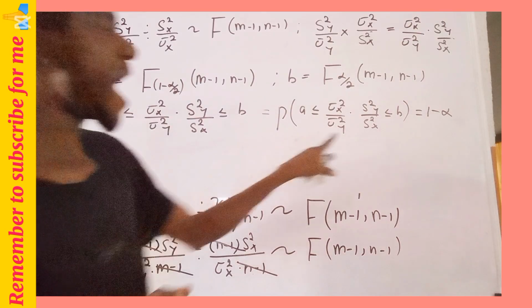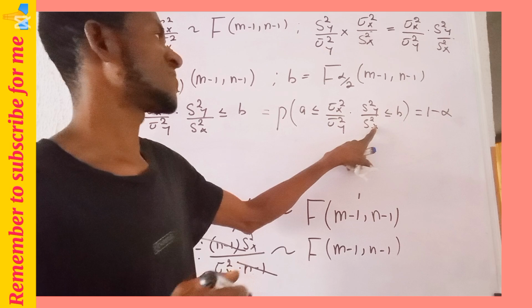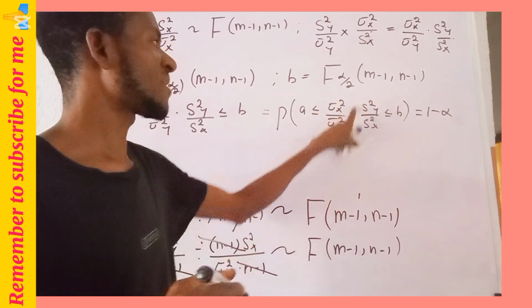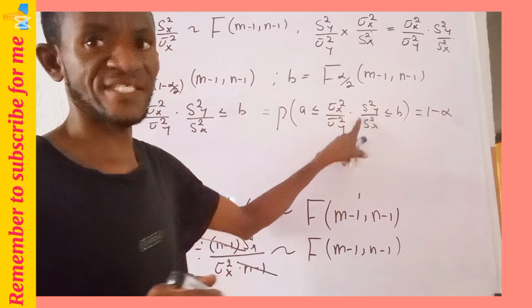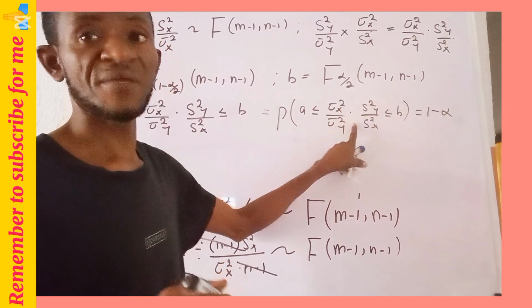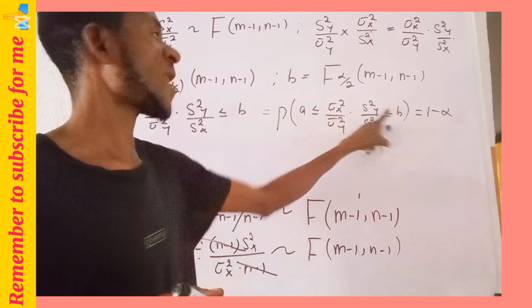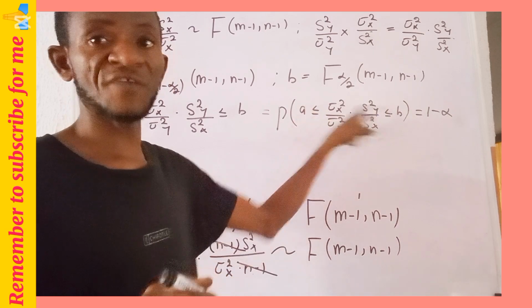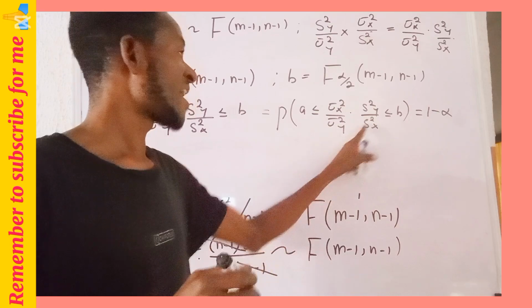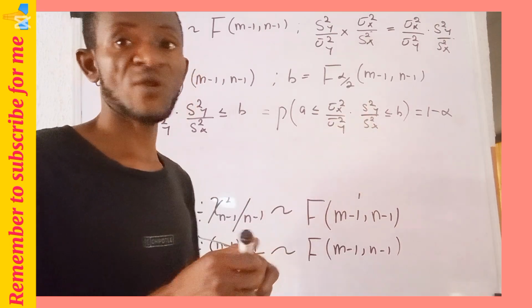So now, I don't have interest in the sample variances. I have interest in the population variances. So I will do everything possible to remove these sample variances from this equation. And removing these sample variances here means I am going to multiply both sides, every part of this equation, by s squared of x over s squared of y.